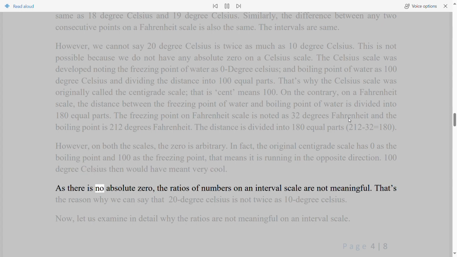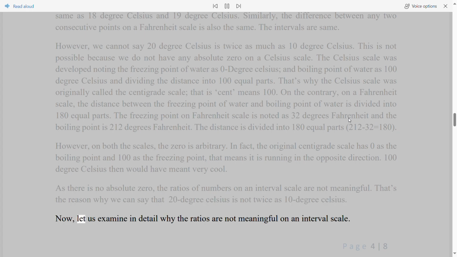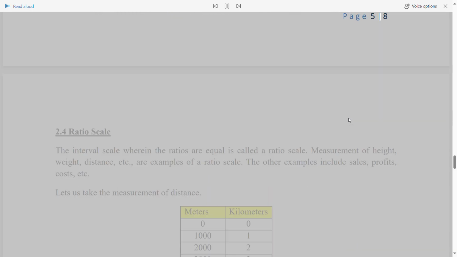As there is no absolute zero, the ratios of numbers on an interval scale are not meaningful. That's the reason why we can say that 20 degrees Celsius is not twice as 10 degrees Celsius. Now, let us examine in detail why the ratios are not meaningful on an interval scale.